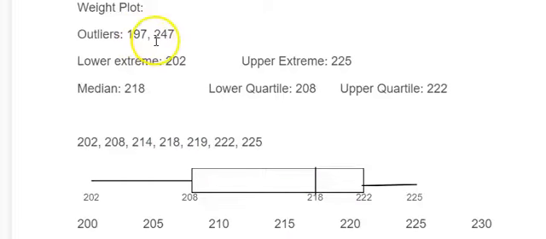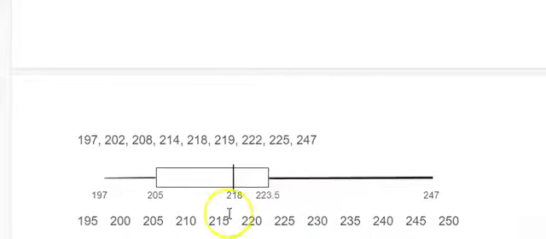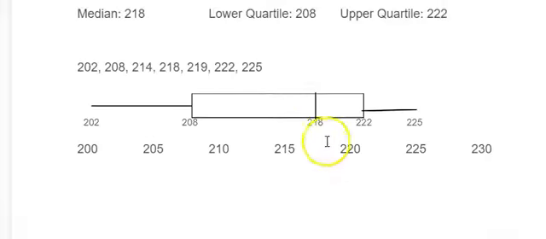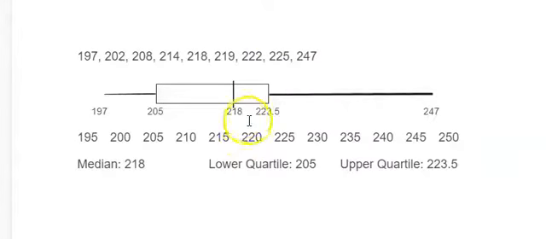So what we're going to do is simply put these numbers in and then do the whole thing again and see what comes out. So I did that. I put those two numbers in there, and now I'm going to have a different scale. So I had 195 to 250, and you can see how different these plots turned out to be from one to the other. The median was the same at 218. The lower quartile changed to 205.